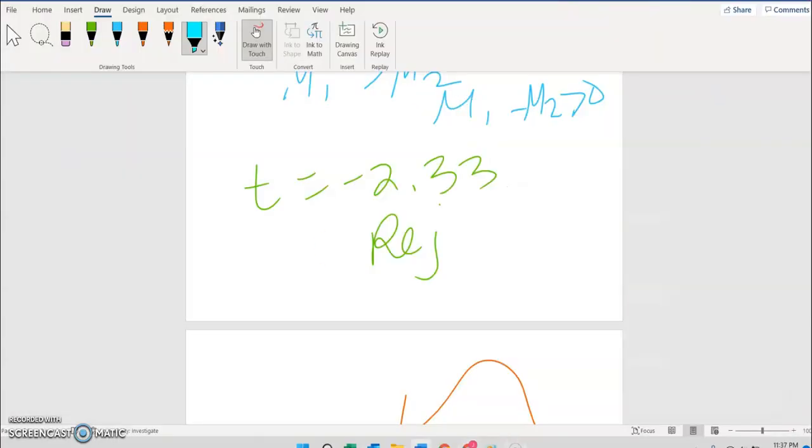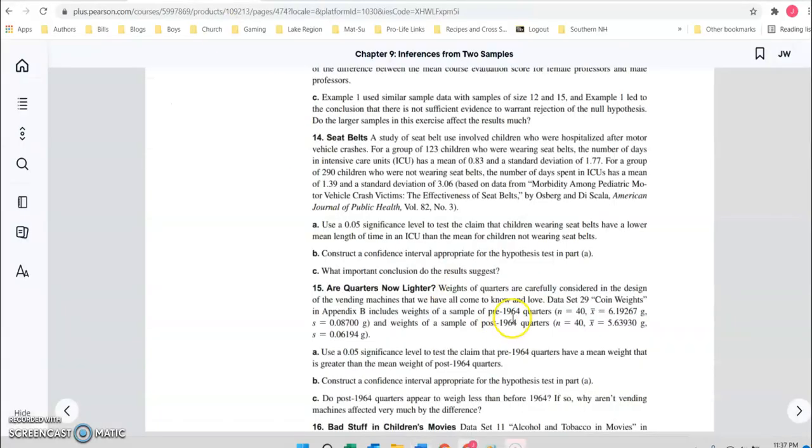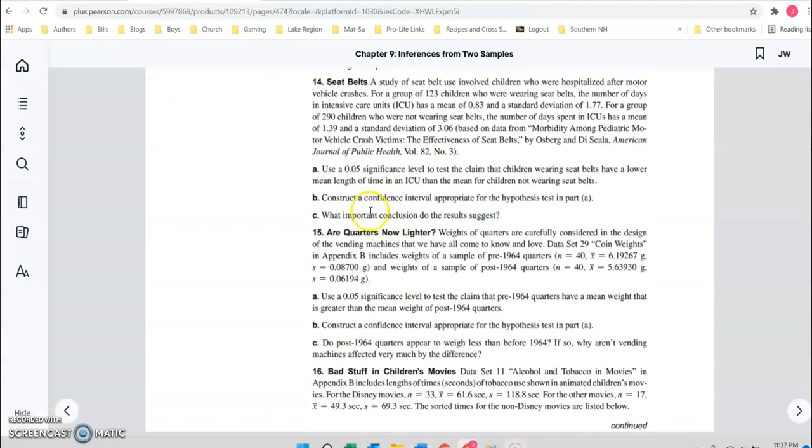So coming back here to my problem, which I lost here somewhere. There we go. Okay, so this says to reject in either case, which means that I am able to prove that they have a lower mean ICU stay if they're wearing seatbelts. Cool. I proved that, right? Now, so is there sufficient evidence to support, at my 95%, the claim that children wearing seatbelts have a lower mean length of stay in ICU than those not wearing seatbelts? Now, what about our confidence interval?